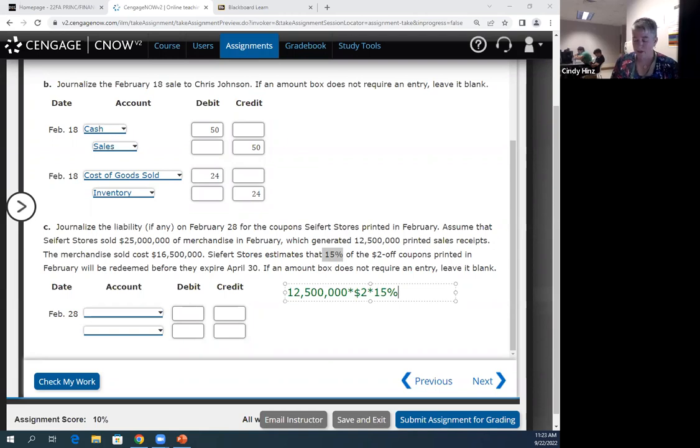So we've talked about that term material before. Material means it's big enough to matter. It's big enough to make a difference. If a person looking at their financial statements, trying to make some decision about the company, knew this information, it might lead them to a different decision than if they didn't know this about the company. And so this is a huge number.